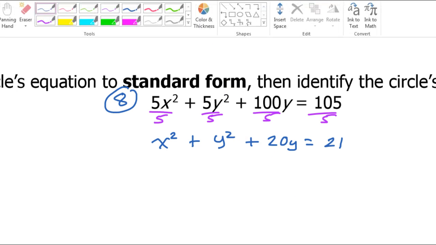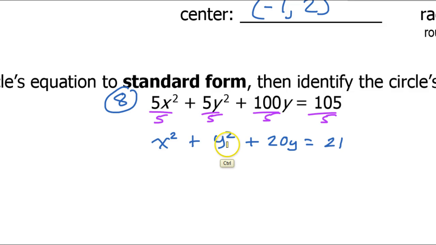Now I'm going to do that thing where I write terms that have the same variable side by side. Well, you know, it's already that way. I don't have to rearrange anything. The y's are already next to each other. On the last problem, I had to complete the square twice. Am I going to have to complete the square twice on this problem? No. I'm only going to complete the square for the y's, because it's the only one where I have a y squared and a y.